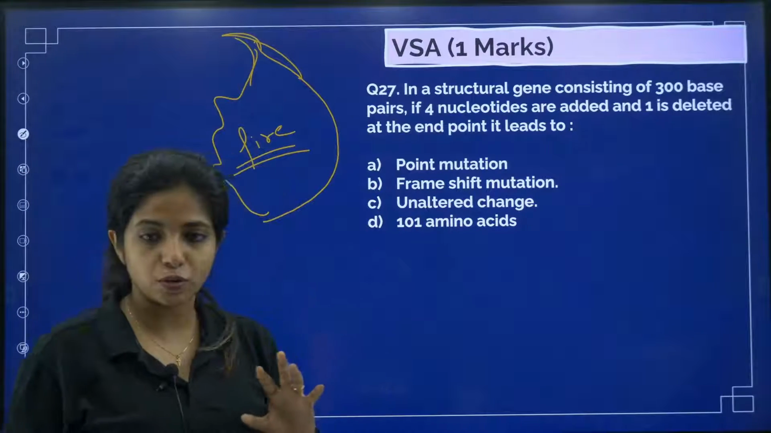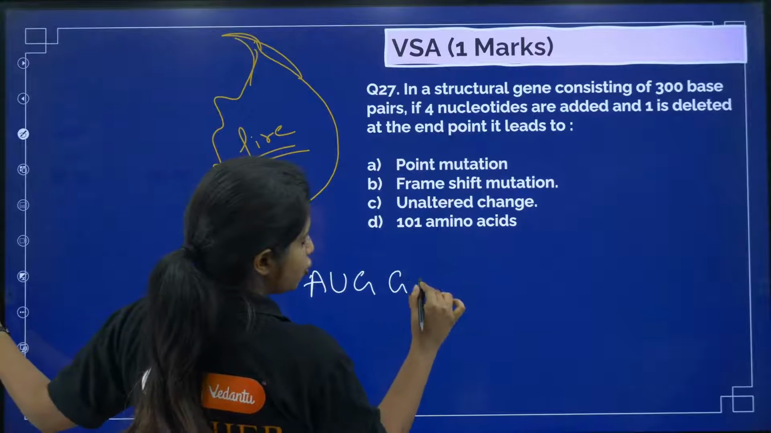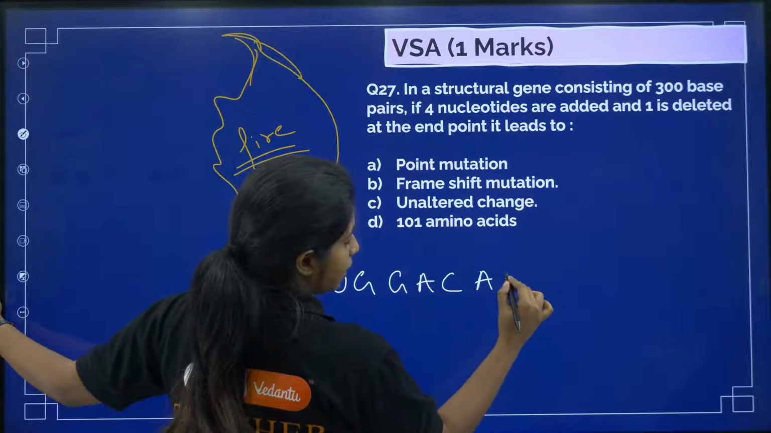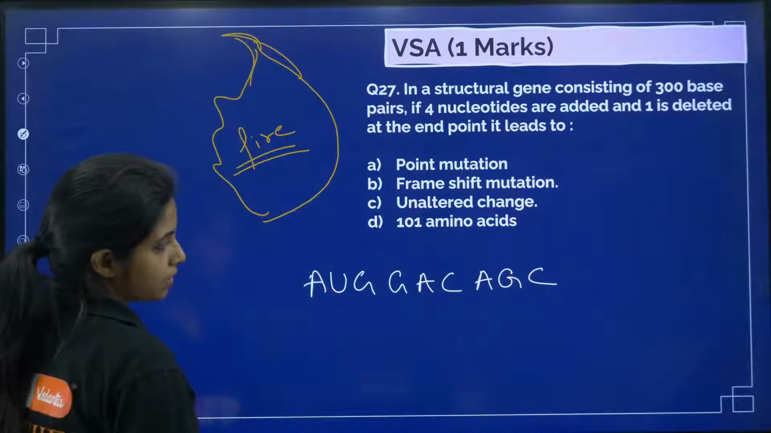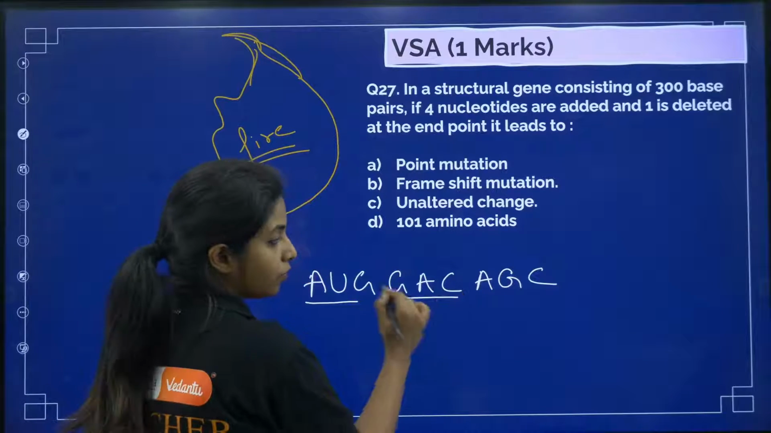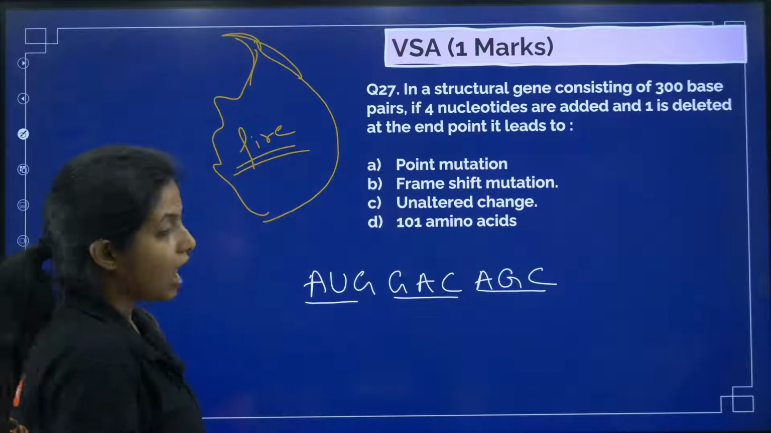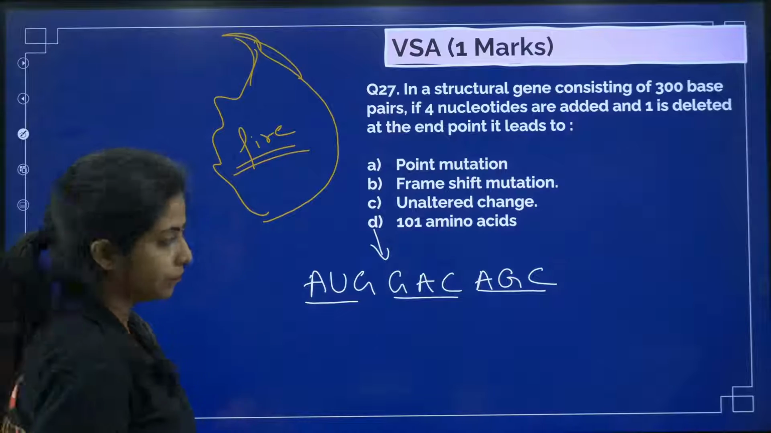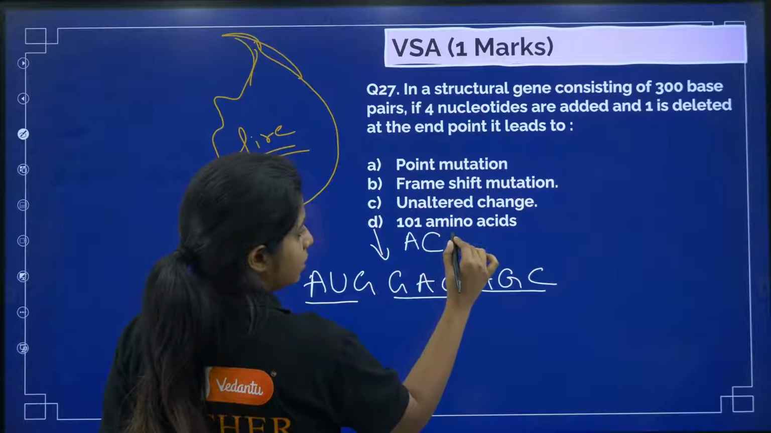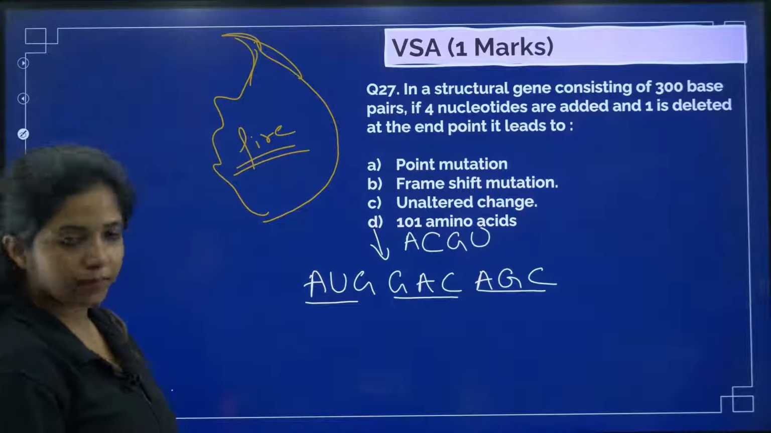Obviously, I cannot make 300 base pairs over here. I can tell you the instance. Suppose it was AUG and then GAC and then AGC, something like this, okay? This was the normal frame that we had. So this codon was coding for something, this codon was coding for something, this codon was coding for something. Fine. Now what has happened? I introduce 4 nucleotides up here. Suppose it is A, C, G, and then let's make it U. Okay? Now I have put that over here.